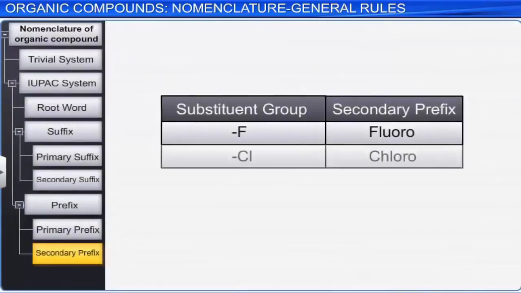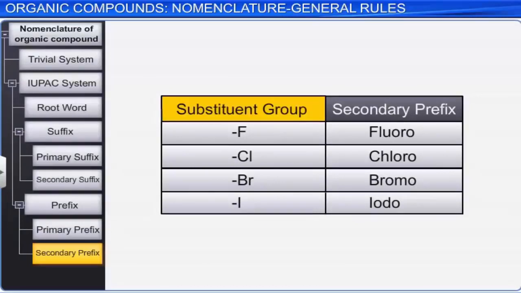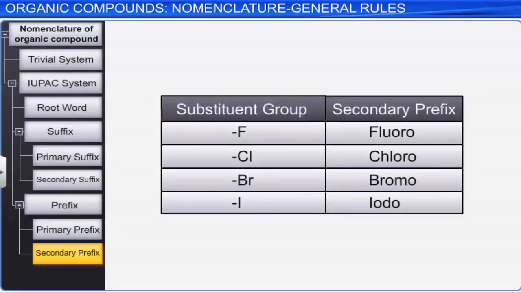In the IUPAC system, some groups are not considered as functional groups. They are treated as substituent groups. In such cases, the substituent acts as the secondary prefix. Some secondary prefixes and their substituent groups are fluoro for fluorine, chloro for chlorine, bromo for bromine, iodo for iodine, respectively.